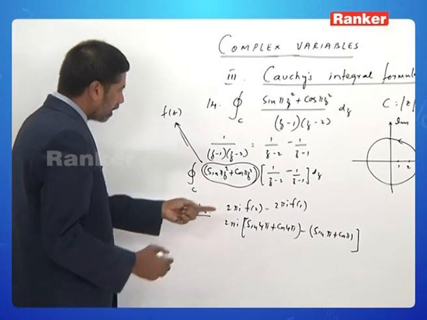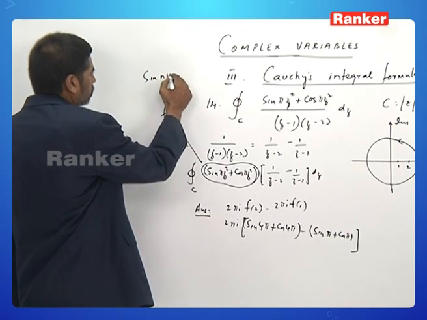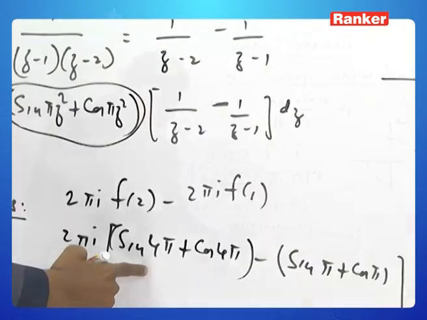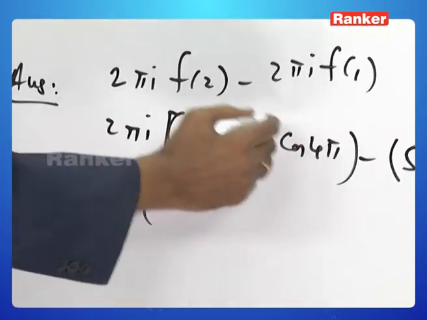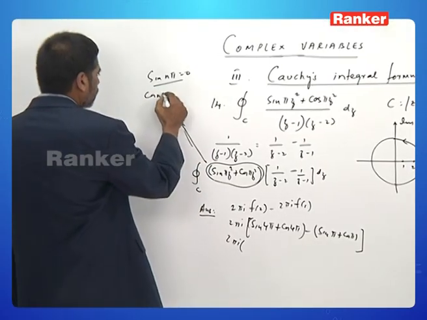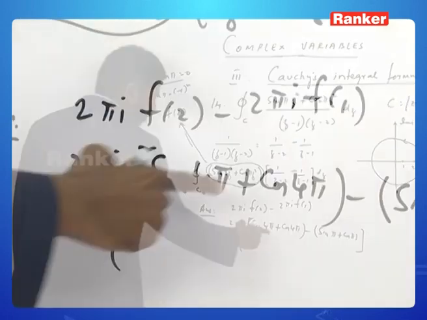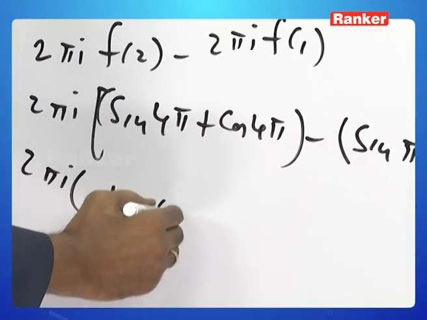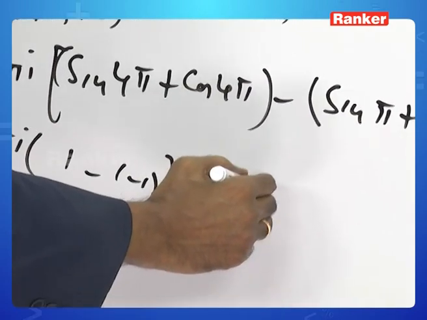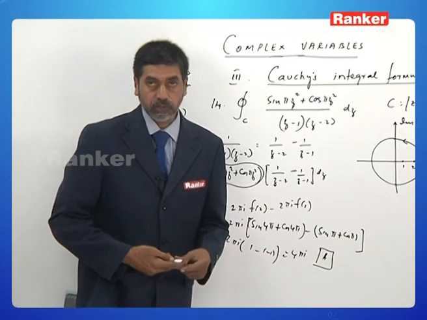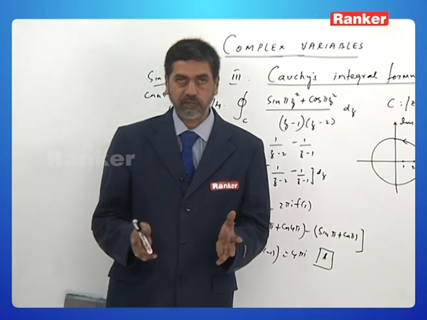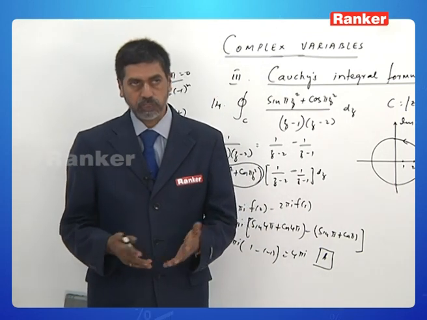Now, you know sine n pi is always 0. So, this will be 0, this will be 0. So, we will have 2 pi I into, you already know cos n pi is minus 1 to the power of n. So, this will be 1 minus of minus 1. So, this will be 4 pi I. And you will find that the correct option for this problem is A. So, this is another application of the Cauchy's integral formula where both the singularities are inside, therefore, partial fractions becomes necessary. Let us go to the next question.